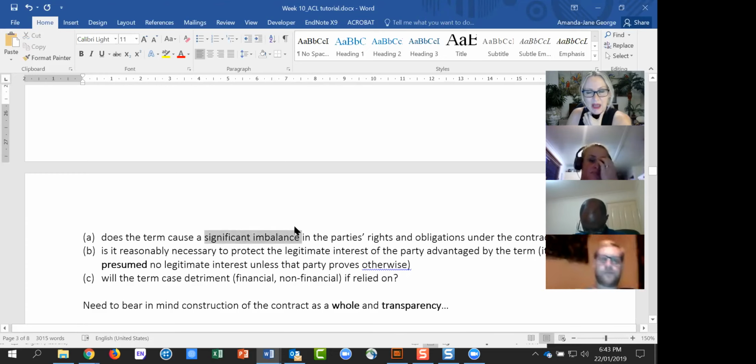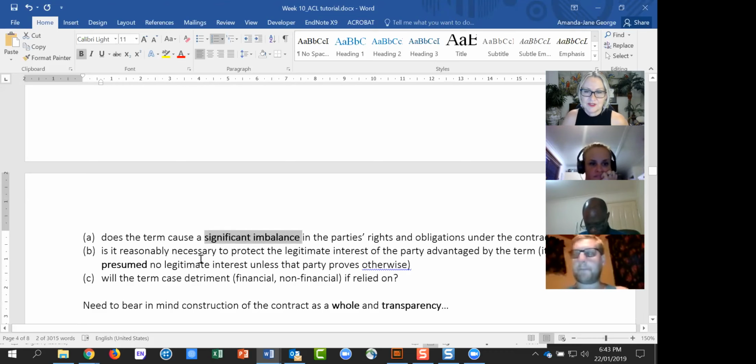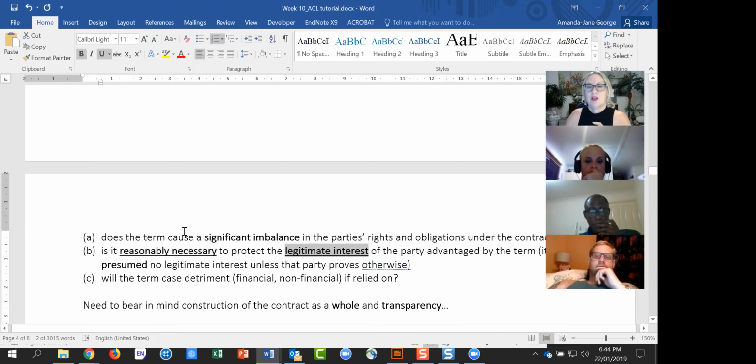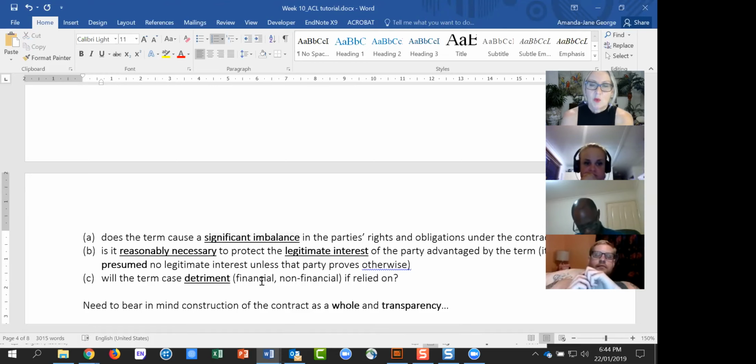Okay, significant imbalance. Firstly, whether it's necessary to protect the legitimate interest. Reasonably necessary is the term you need to worry about there, and legitimate interest. Significant imbalance and causing detriment. Alrighty, let's unpack those briefly. Significant imbalance. What does that mean? Because here's where I did a little bit of updating on the study guide last week.